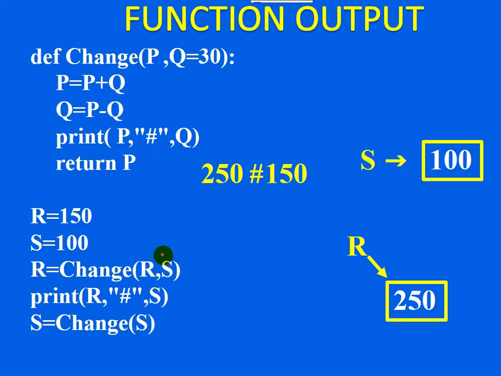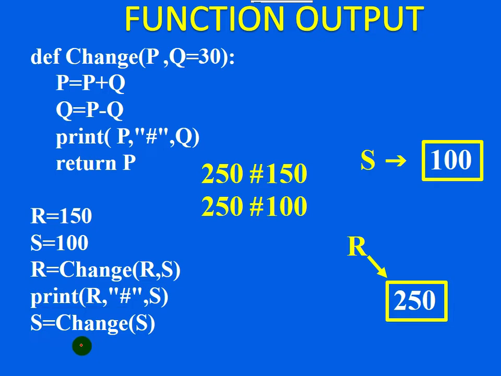So finally the control came back here. Now the next line. What's the next line? Print R. What is R? Your variable R points to 250. So in the next line, 250 is displayed, followed by hash, followed by S. Your variable S is pointing to 100. Okay, so this is done.